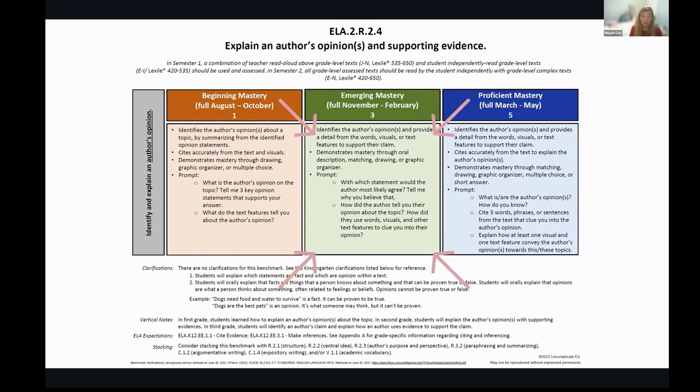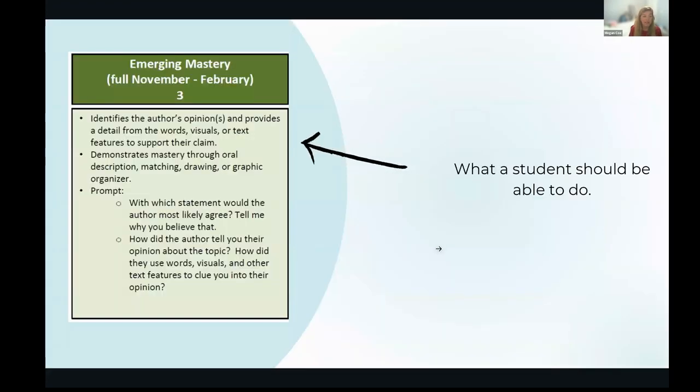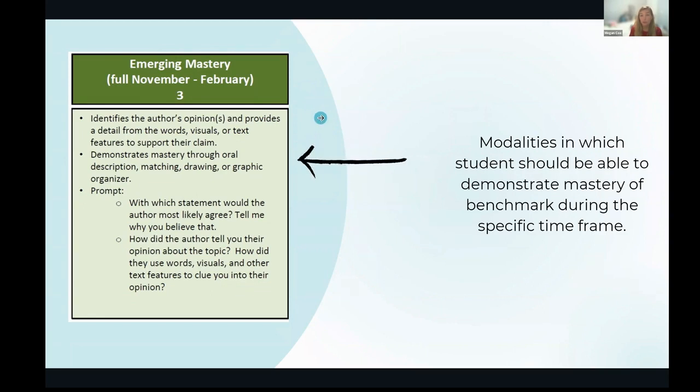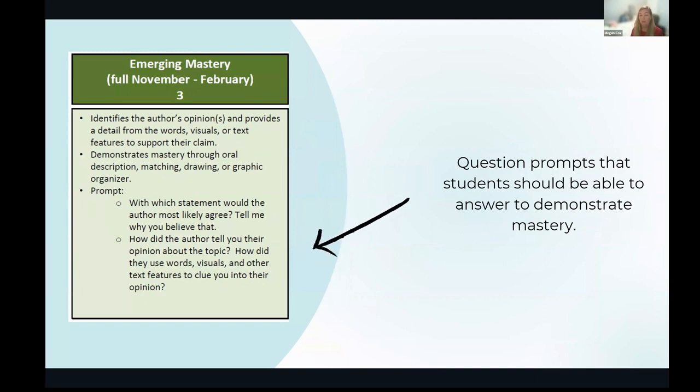mastery for this benchmark. So when we go ahead and dig in, the very first bullet point for all of our rubrics is going to state what the student should be able to do at that point in the year. Below that, you're going to see the modalities in which your students should be able to demonstrate that mastery of that benchmark during that specific time frame. And finally, below that, my favorite part, the prompts. How am I going to have my students demonstrate that?